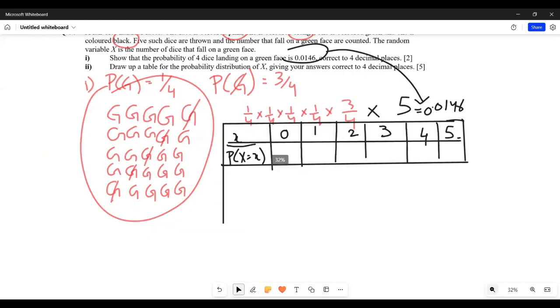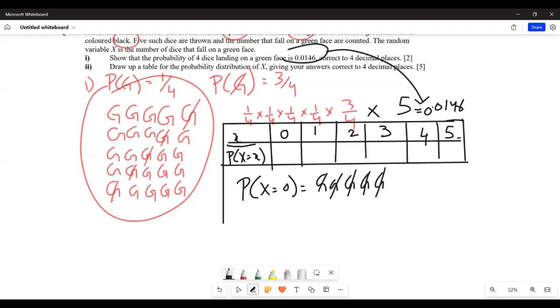Let's find the first case, which is no green result. So probability x equals 0. That means non-green, non-green, non-green, non-green, non-green. So that's going to be the probability of non-green, 3 by 4, to the power 5. You don't have to multiply it with anything because there's nothing different here. So 3 by 4 power 5 is 243 over 1024.